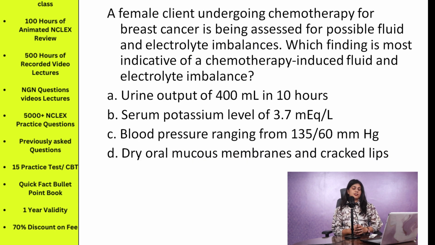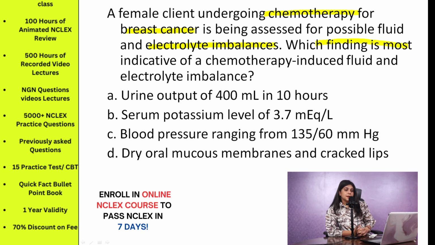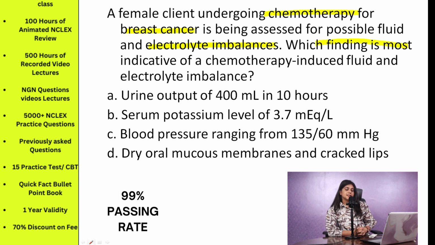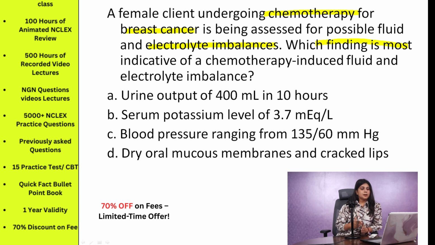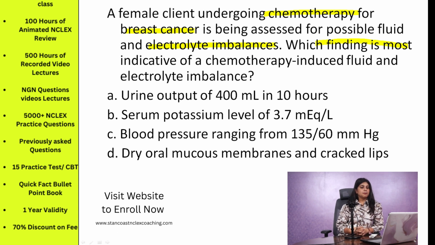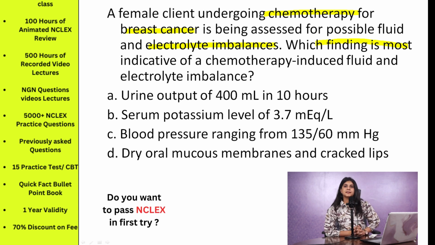A female client undergoing chemotherapy for breast cancer is being assessed for possible fluid and electrolyte imbalances. Which finding is most indicative of a chemotherapy-induced fluid and electrolyte imbalance? A. Urine output of 400 milliliters in 10 hours. B. Serum potassium level of 3.7 milliequivalents per liter. C. Blood pressure ranging from 135/60 millimeters of mercury. D. Dry oral mucous membranes and cracked lips.